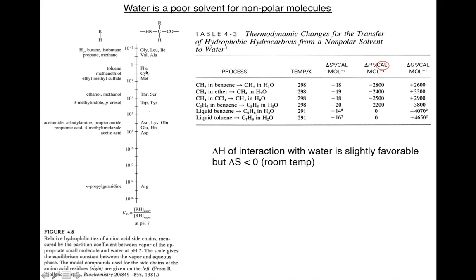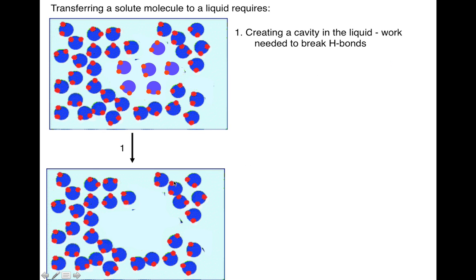Phenylalanine, cysteine, methionine are slightly less unfavorable to put in water. Those with hydroxyls and some polar groups start to become favorable, and more so. And arginine is the most soluble.